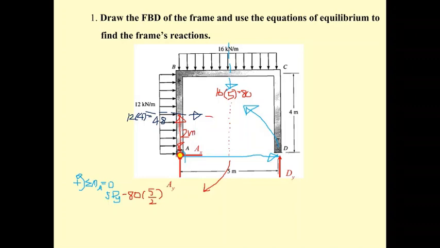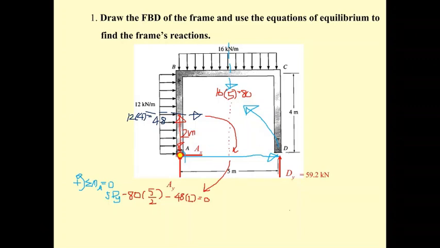And also it's going to rotate like this, so it's going to be minus 48 times 2. Okay, and you set this equal to 0. When you do the computation, you will get D sub y of 49.2.